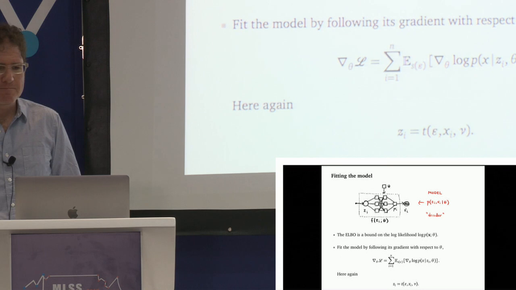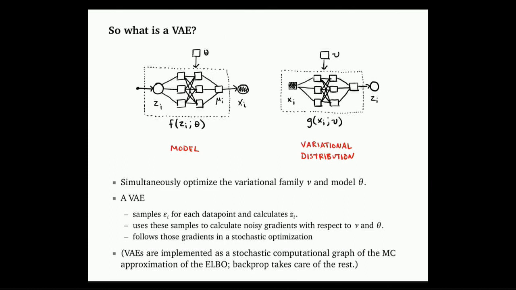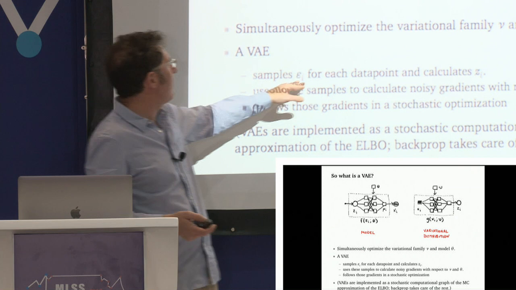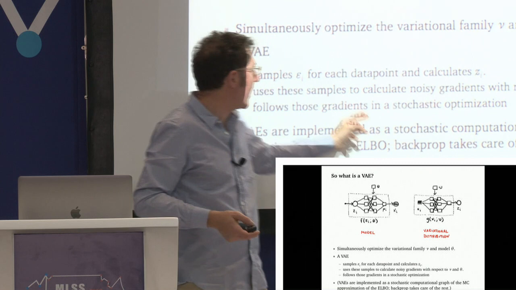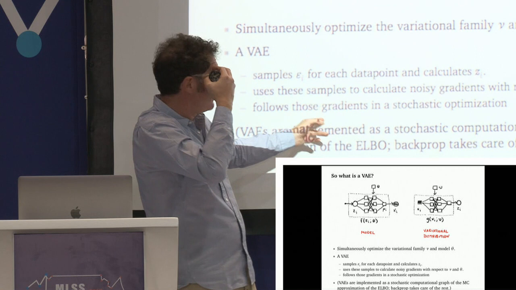And again, remember, Z is the transformed Z. Okay, so to answer the question, what is a VAE? The VAE simultaneously optimizes the variational family nu and the model parameters theta. That's what a VAE does. It samples epsilon for each data point, calculates its current estimate of its latent variable. It uses those samples to calculate noisy gradients with respect to nu and theta, and then it follows those gradients in a stochastic optimization. So it fits perfectly into this BBVI framework that we've set up.